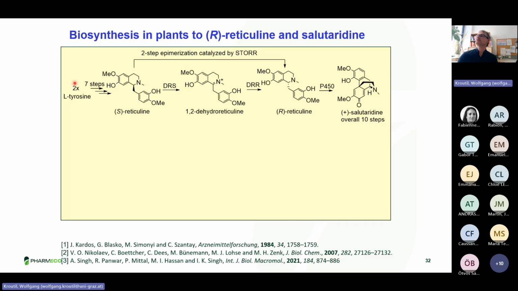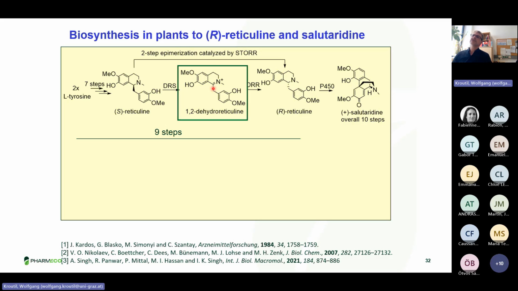So the biosynthesis of salutaridine starts from L-tyrosine, and when we count all the steps, we are in total 10 steps, and until reticulin 9 steps. But what actually caught our attention was this intermediate, because nature is actually in that aspect, I think, here for this synthesis a bit complicated. It makes first the S reticulin and then inverts that via oxidation reduction to the R reticulin. So it consumes here quite some energy.